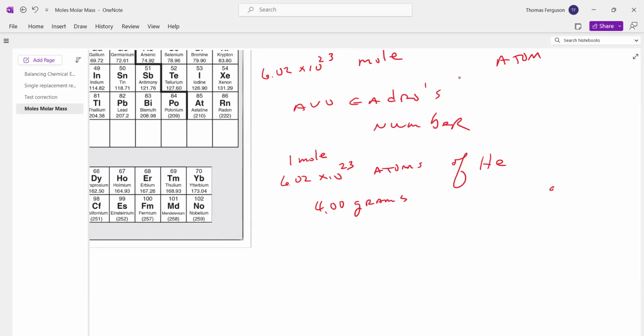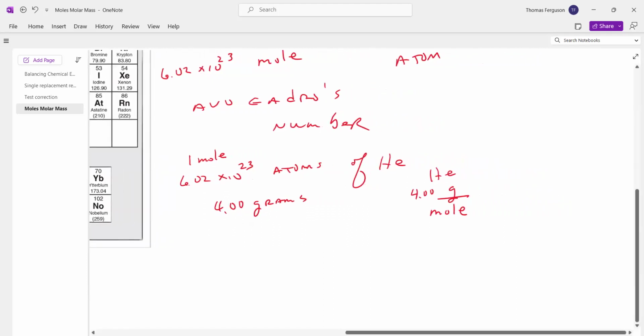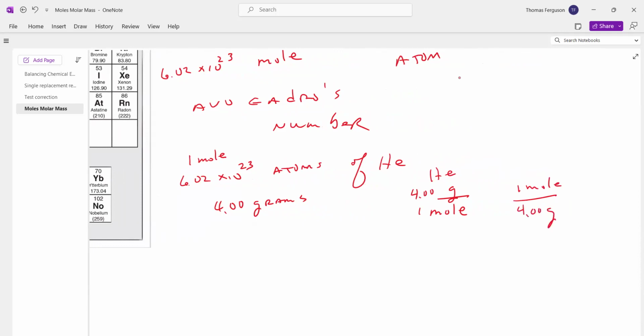So we have 4.00 grams per mole for helium. That's a conversion factor. As you remember from unit one, conversion factors always have an inverse. So that means we have that one as well. And these are called the molar mass.